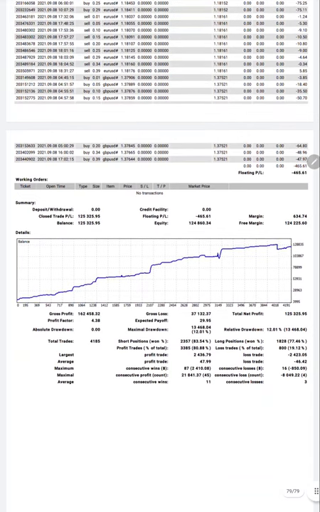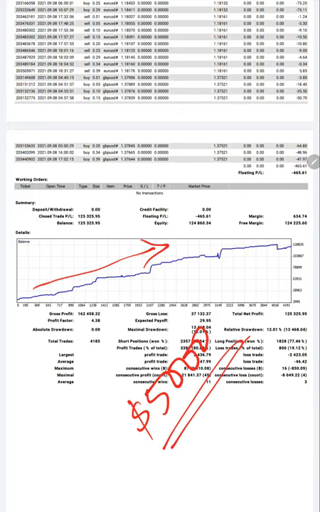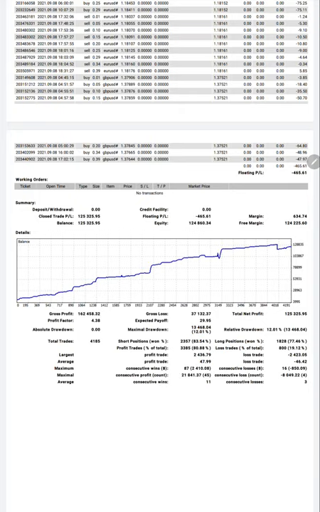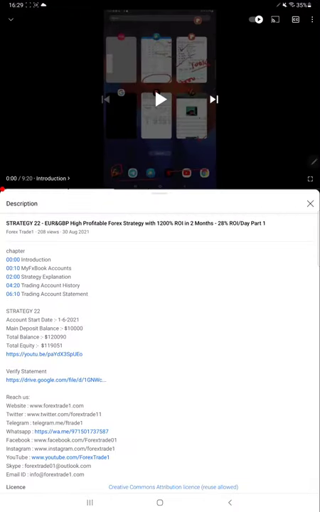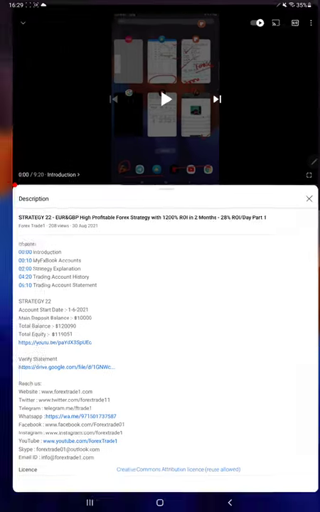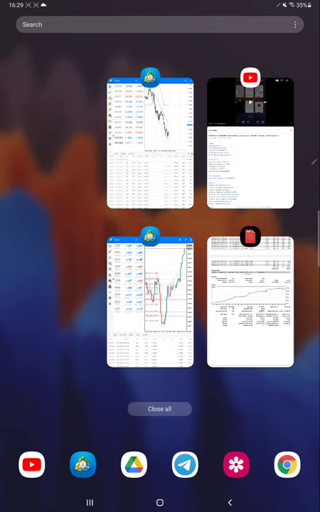Here is the statement. You'll see the account is consistently growing, and from the previous update, the profit has increased by more than $5,000. As you can see, the last update was given on 30th August. In almost a week's time, there is $5,000 profit in this account.